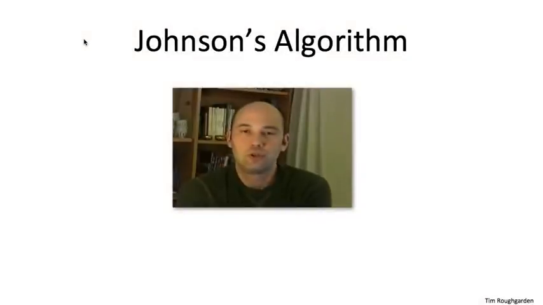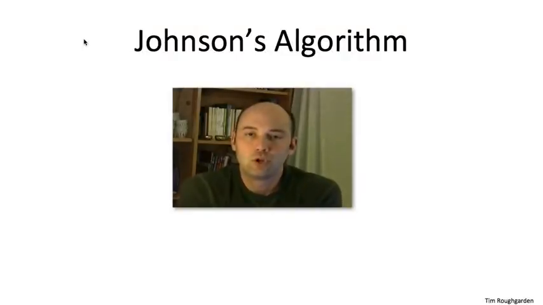We're now well positioned to state Johnson's algorithm in its full generality. The input, as usual, is a directed graph G. Each edge has an edge length C sub E. It could be positive or negative. The input graph G may or may not have a negative cost cycle.